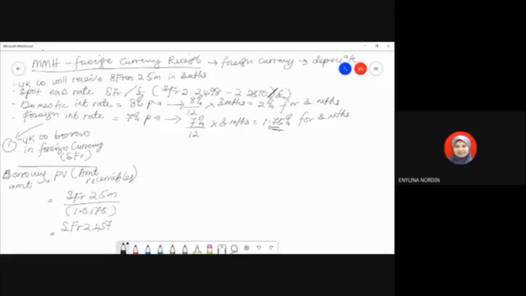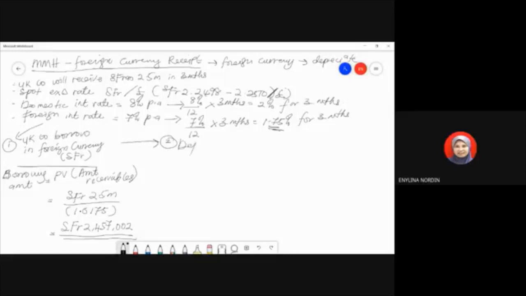2,457,002. Right, so this is the amount that the UK company should borrow in foreign currency. Okay, and the next step, what's the next step that the UK company should do? In the second step, the company should make use of this borrowed money, that is Swiss franc 2,457,002. Place this amount on the deposit.